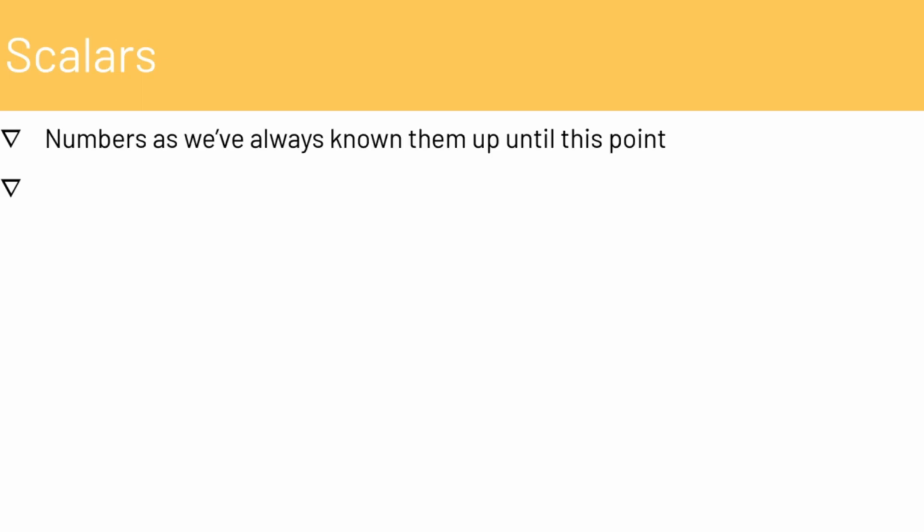So what exactly are scalars? What does this word mean, scalars? So a scalar is a number as we've always known them. So numbers as we've always known them up until this point in our lives. So up until you've taken physics, scalar is what we think of as numbers.